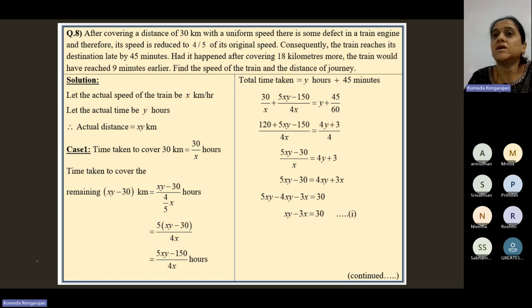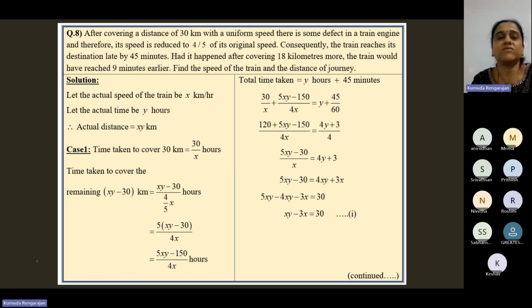So the first case is the time taken to cover the first 30 kilometers at x kilometers per hour plus the time taken to cover the remaining xy minus 30 kilometers at the reduced speed of 4x by 5 kilometers per hour is equal to the total time taken. And what's the total time taken? Actually, it takes y hours, but it's delayed by 45 minutes. So y plus 45 by 60, or y plus 3 by 4.